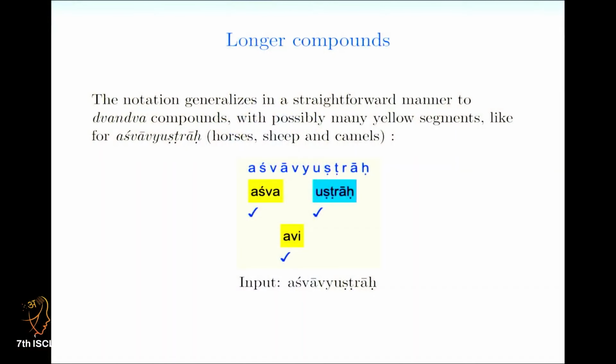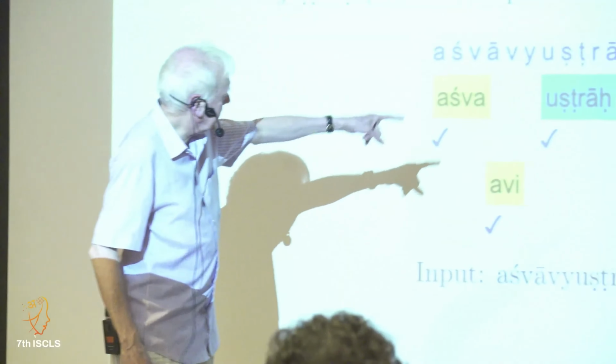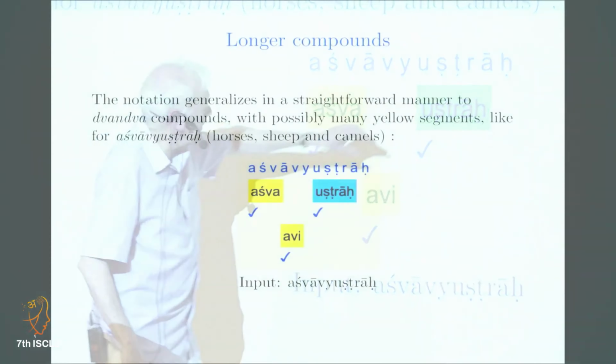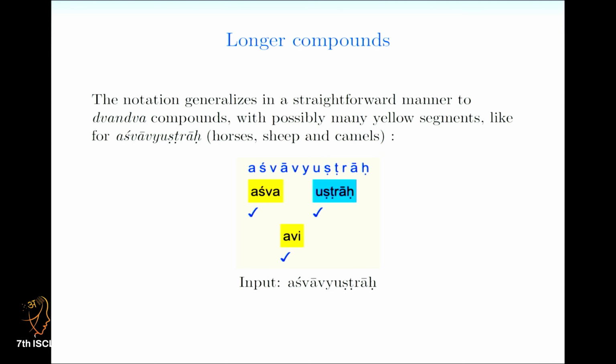All right. So here is an example of a longer compound. This is a dvandva compound with horses, sheep, and camels. See? So here we have the three components, the horses, sheep, and camels. And two are yellow, and the last one is blue. So the only one with the vibhakti is the blue. And these are just pratipadikas.